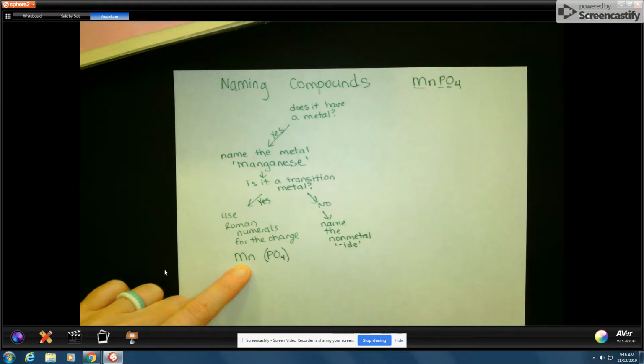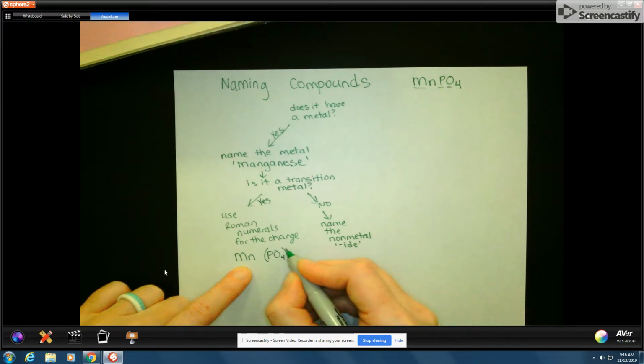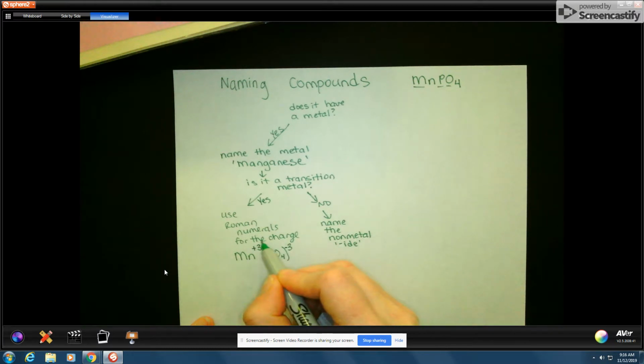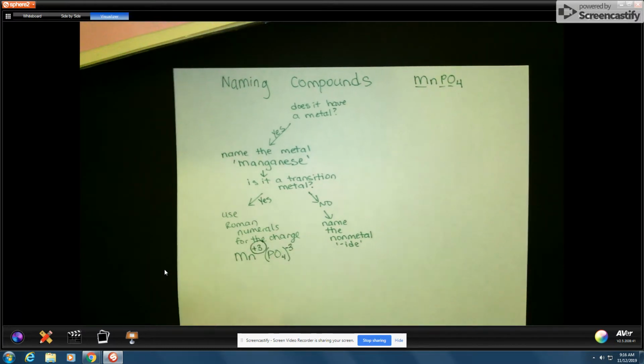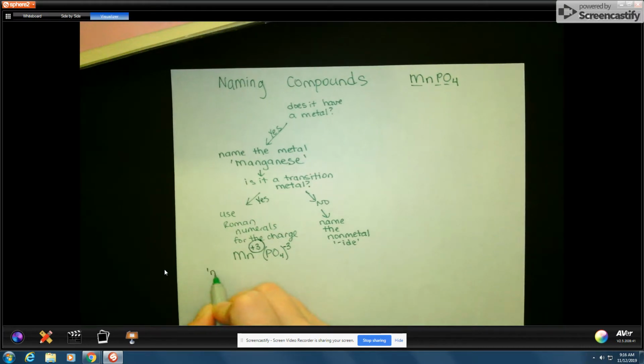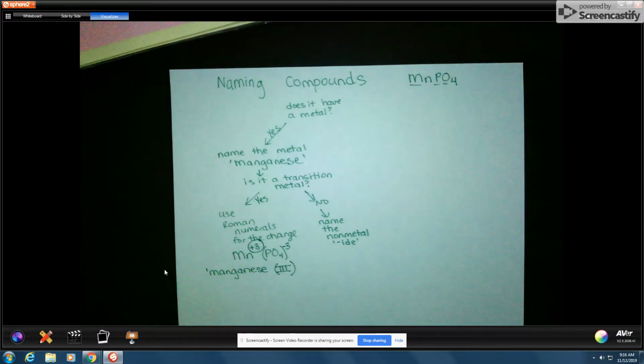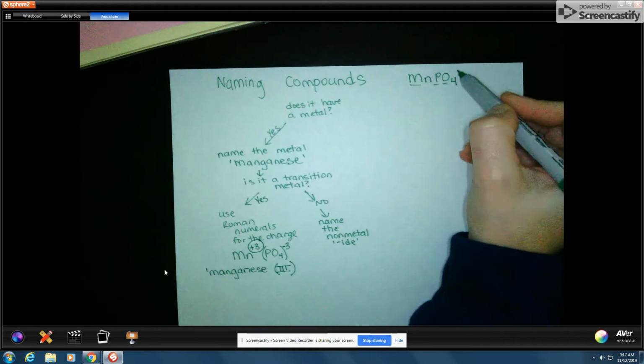Now that PO4 is my polyatomic. The entire thing has a -3 charge. The overall charge for an ionic compound must be 0. So if this is -3, this is going to have to be a +3 to cancel it out, because 3 minus 3 is 0. This right here is what I need to put in Roman numerals. So I'm going to add to it now. It's manganese, Roman numeral 3, and then I take a look at what I have over here.